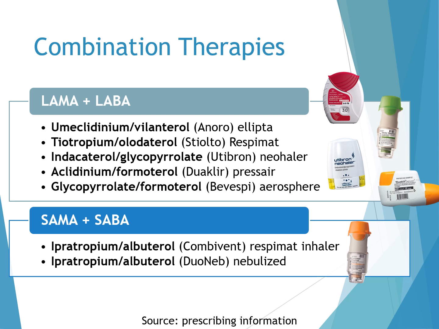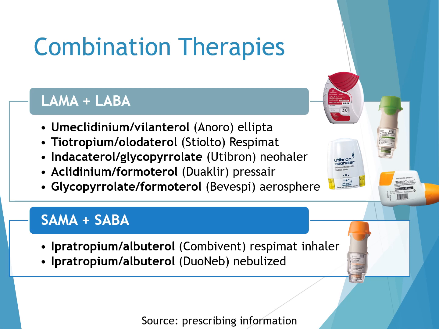LAMA-LABA combinations come as umeclidinium and vilanterol, which is called Anoro Ellipta, tiotropium and olodaterol, which comes as Stiolto Respimat, indacaterol with glycopyrrolate, which comes as Utibron Neohaler, aclidinium with formoterol, which comes as Duaklir Pressair, and glycopyrrolate with formoterol, which comes as Bevespi Aerosphere.